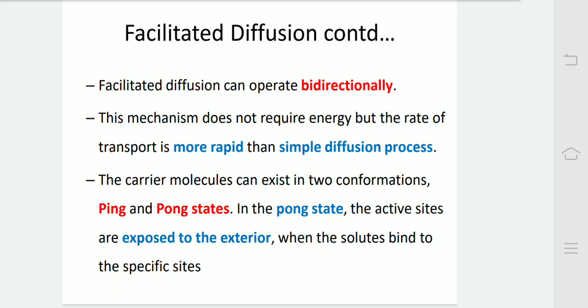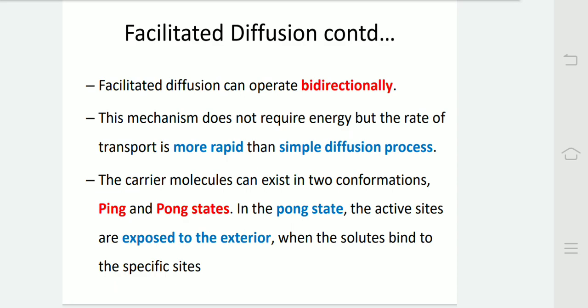Then the third one is facilitated diffusion can operate bidirectionally. Then this mechanism does not require energy, but the rate of transport is more rapid than simple diffusion process.